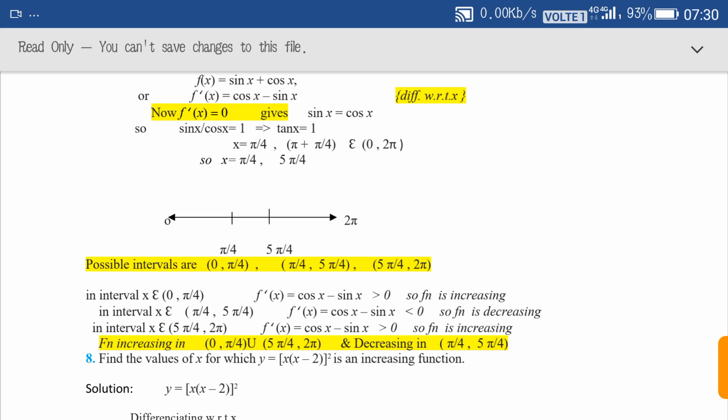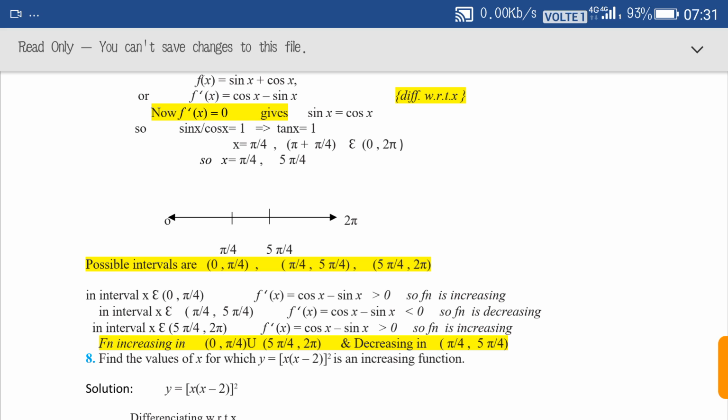The value of f'(x) is less than 0. You may take any angle from the interval π/4 to 5π/4, and if we get a value less than 0, it means the function is decreasing in this interval. Now there is another interval, x belongs to 5π/4 to 2π.